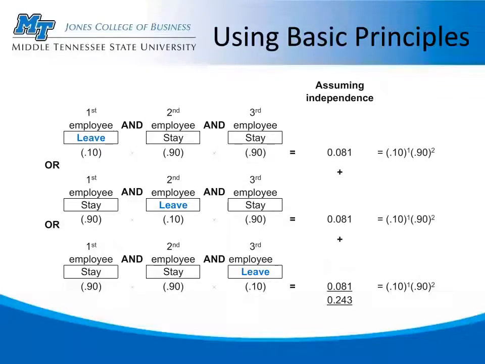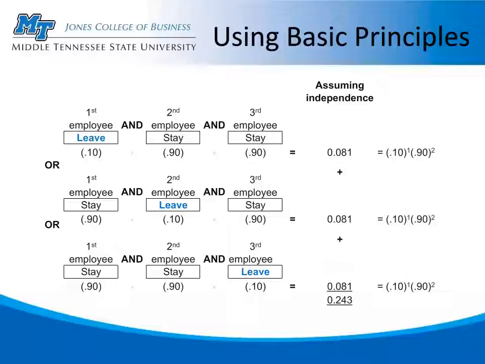Now this slide shows the calculations. The first arrangement, we're saying the first employee leaves, and the second one stays, and the third one stays. So that's going to be 0.1, that's the likelihood that the person's going to leave, times 0.9 times 0.9. So the probability for that particular arrangement is 0.081. But it's 0.1, one's going to leave, raised to the first power, times 0.9, the probability of failure, raised to the second power. The exponents have to add up to the number of trials.